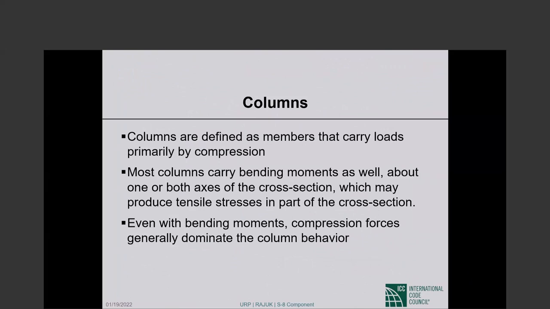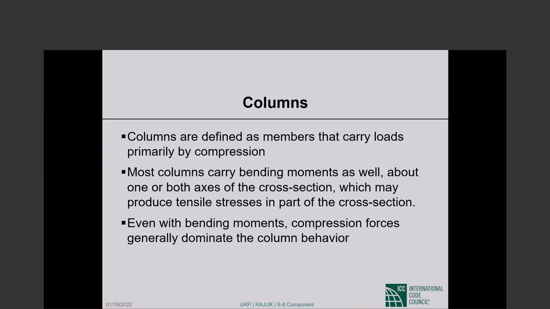We will start with what columns are. Until you go into high seismic applications, design categories D, E, and F in chapter 21 of ACI 318, there is no formal distinction between a beam and a column. It tends to be somewhat unnecessary to make that distinction until you get into high seismic applications.